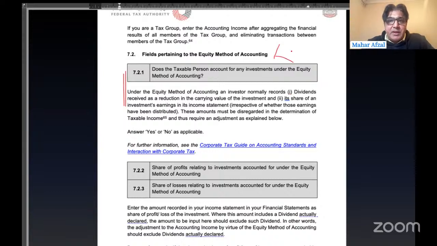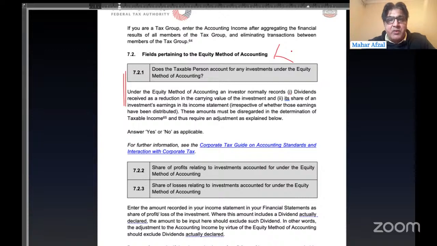If you are receiving from a resident juridical person, then dividend is exempt without any conditions. But if you are receiving a dividend from a foreign person, which is not a resident juridical person, then this dividend is subject to participation exemption. So if you are getting a dividend from a resident juridical person, it will be straightforwardly deducted to arrive at your taxable income. But if you are getting this dividend from any person who is not a resident juridical person, this exemption will be subject to participation exemption conditions.